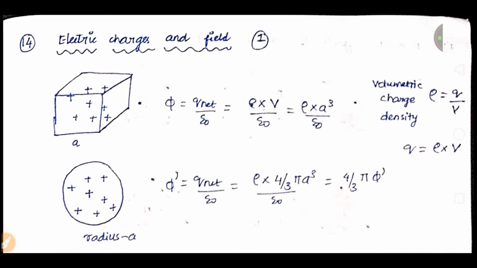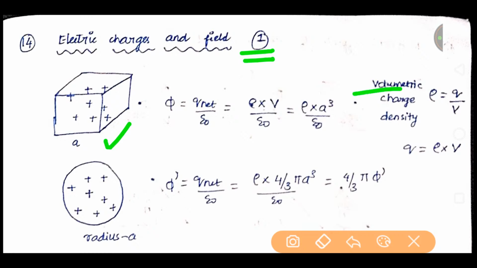Electric charges and field. One question has been asked. This is a cube and this is a charge, uniformly distributed charge. Not uniformly distributed, some charge is there, and we are putting it in a cube of side A. Phi is equal to q net by epsilon naught.